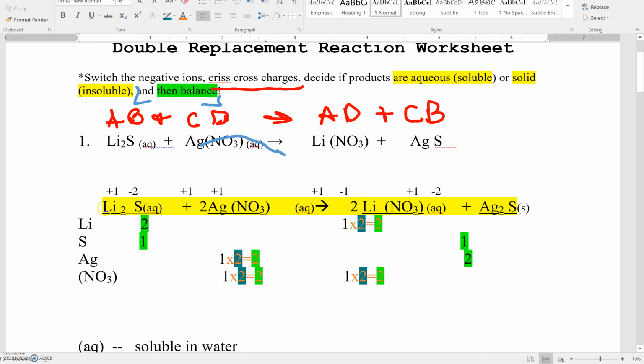So this is now balanced. I have 1 mole of lithium sulfide plus 2 moles of silver nitrate. Give me 2 moles of lithium nitrate and 1 mole of silver sulfide. And now I'm done with that problem 1.